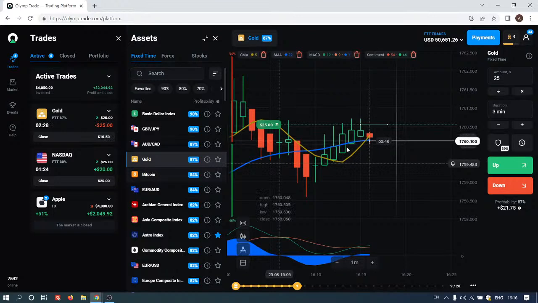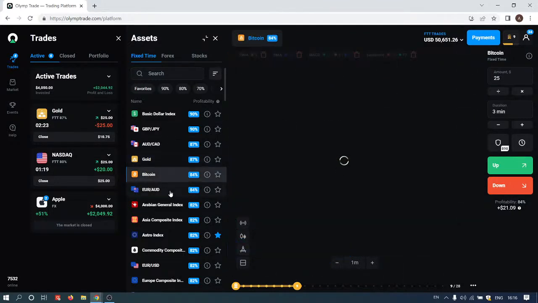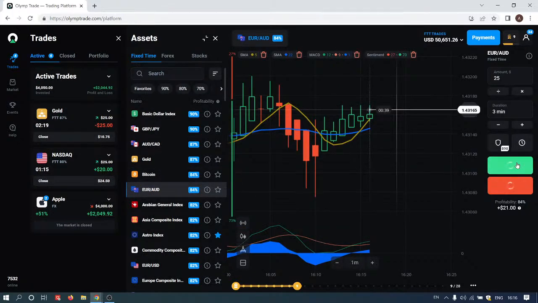Let's continue analyzing trades. So I opened the trade on gold. The signal was there. There was a pretty good signal. Fortunately, the trade is reversed. Now, let's try this one.